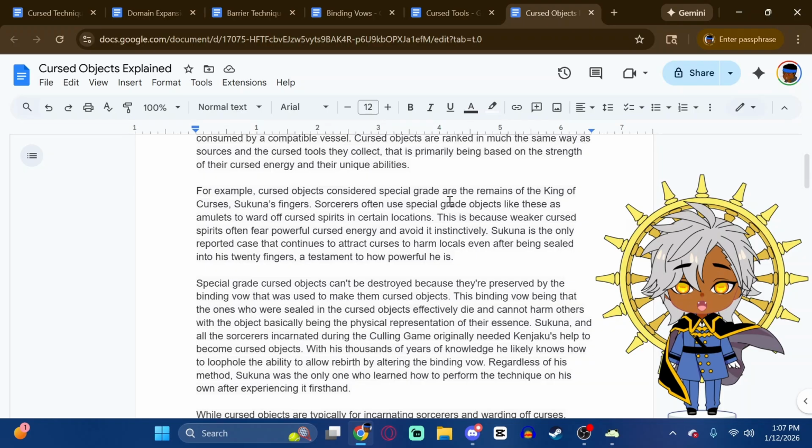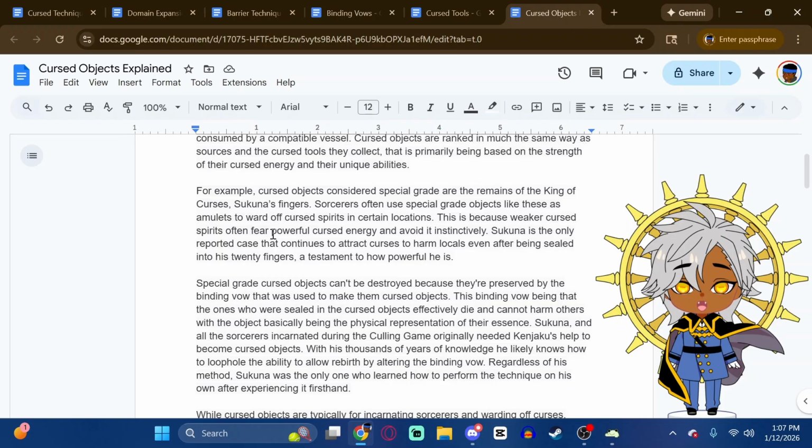Sorcerers often use special grade objects like these as amulets to ward off cursed spirits in certain locations. This is because weaker spirits will often fear the extreme power exuded by stronger special grade spirits. For example, right outside Yuji's school, Sukuna's finger was wrapped and sealed away, sitting there so that anybody weaker than special grade, or most people weaker than special grade, like grade 2 and lower, wouldn't be coming to the school and wouldn't be attacking or doing anything like that.